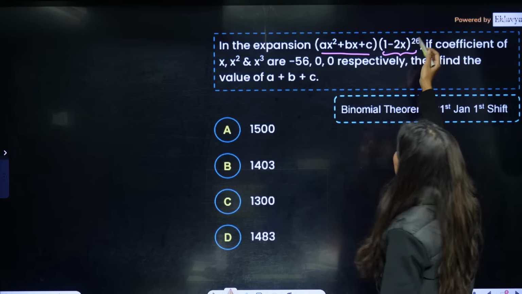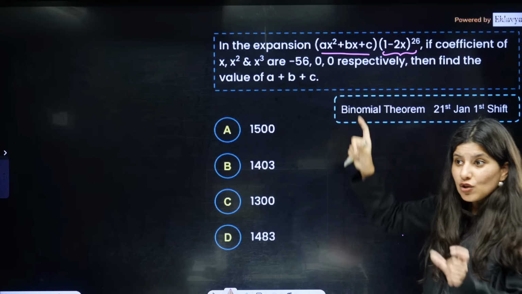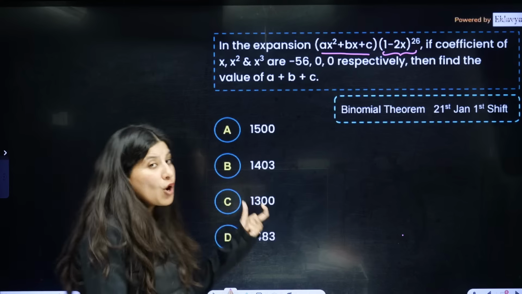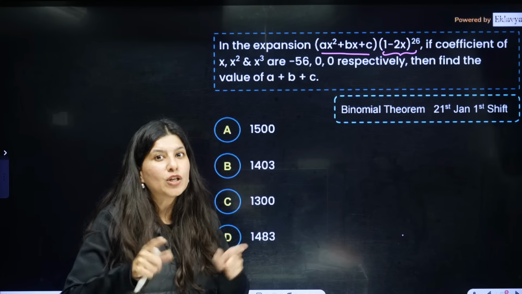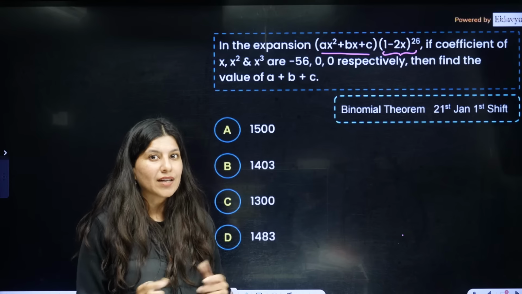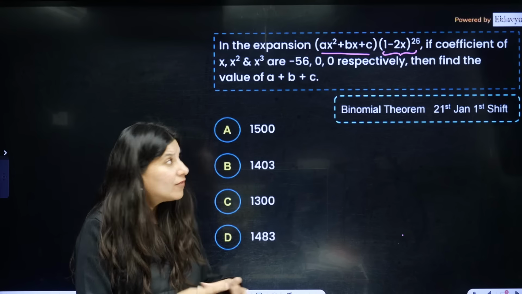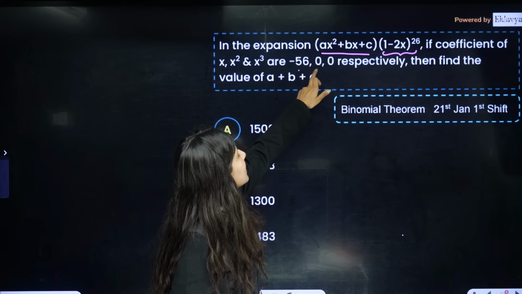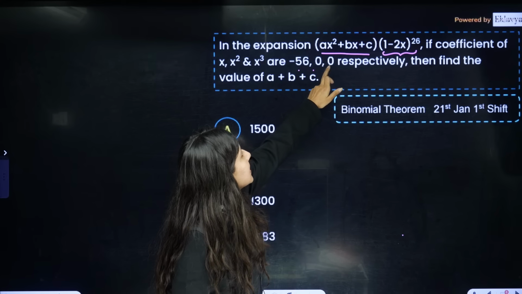Here you have to expand this and eventually do the permutation and combination, that is, how to multiply these things in order to get a constant term, in order to get x, x square, x cube. Club the coefficients and apply the condition. See, coefficient of x is minus 56, coefficient of x square is 0. This is again 0.